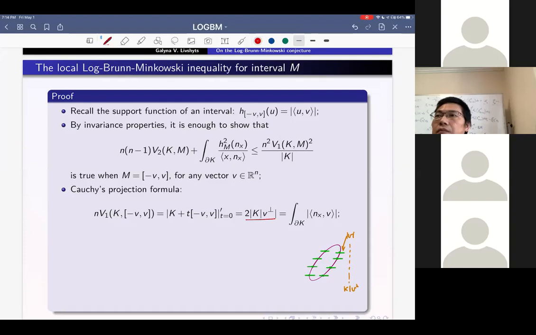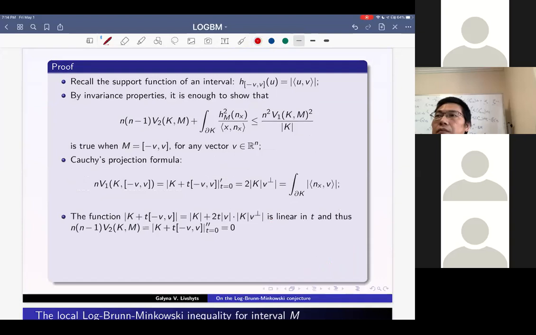And moreover, this function K plus t interval is linear in t. It's just linear. And therefore, if we take the second derivative of a linear function, we get zero. So the second mixed volume with an interval is zero. So basically this part disappears, everything is super easy.